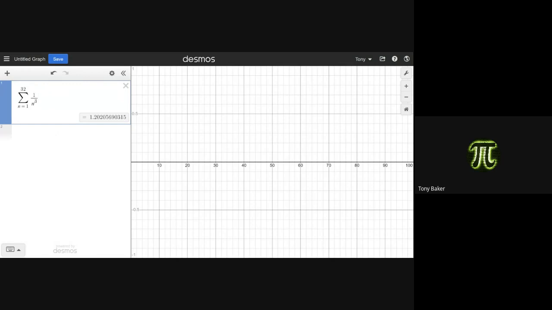So we can't necessarily find the exact value, but by using the remainder theorem, we can find pretty close to the right answer. In this case, I have to add 32 terms to get to within 3 decimal places. But we're getting pretty close at that point.